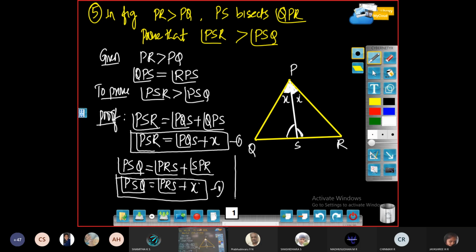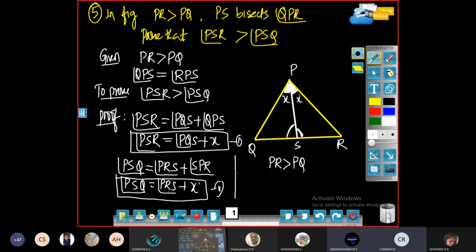And now you use what is given here. What is given? PR is greater than PQ. PR is greater than PQ means the opposite angle of PR must be greater. What is the opposite angle of PR? Comparing PR and PQ, not PR and PS.